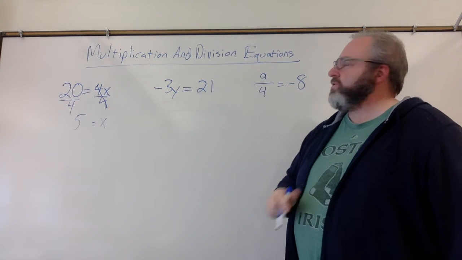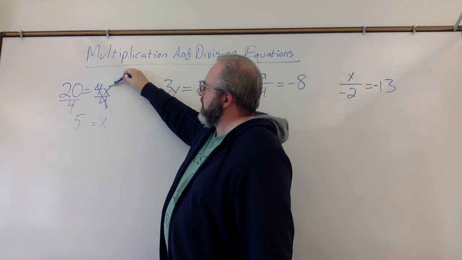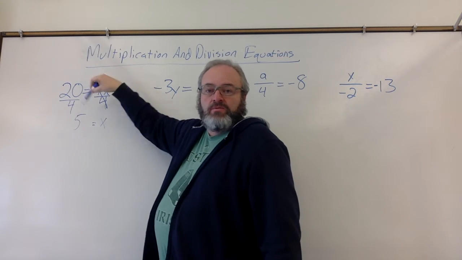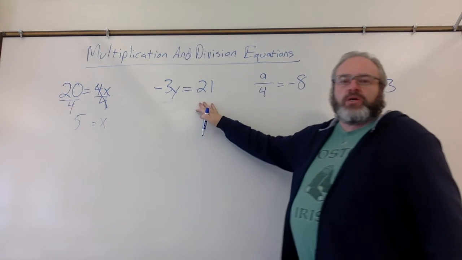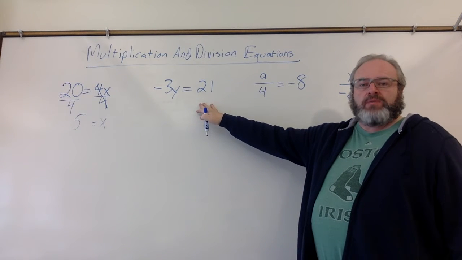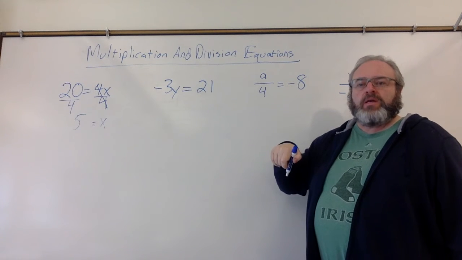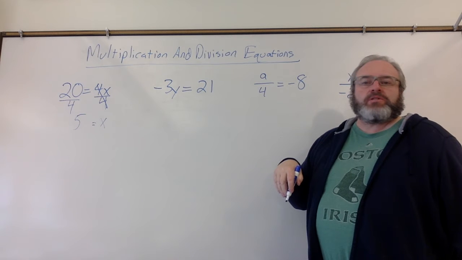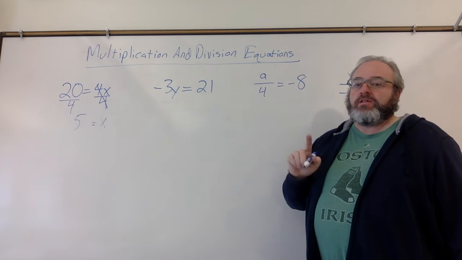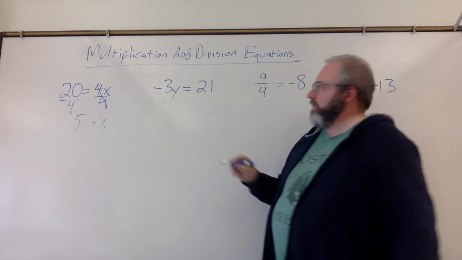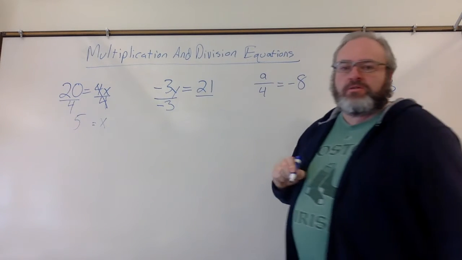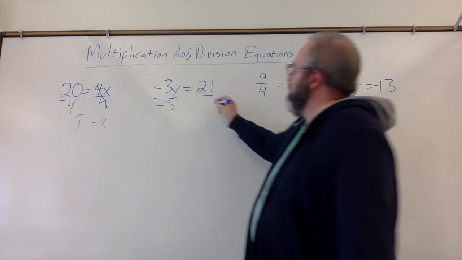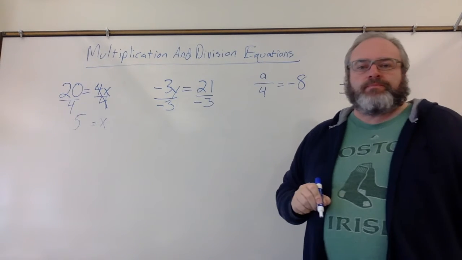Now, if we want to double check that, is 4 times 5 20? If it is, we know we've got the correct answer. Now, looking at this next problem, we have negative 3 times y equals 21. To figure out what y is, we need to divide both sides by not just 3, but by negative 3. Which means I also need to divide the 21 by negative 3.